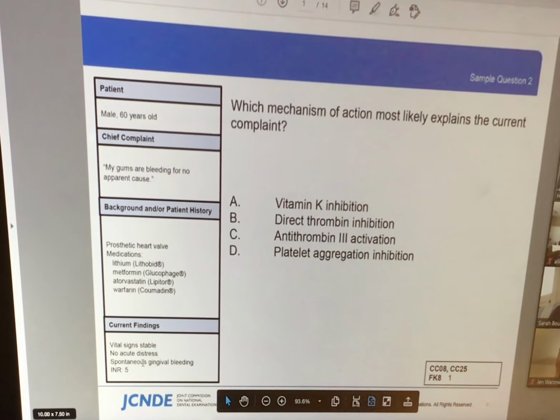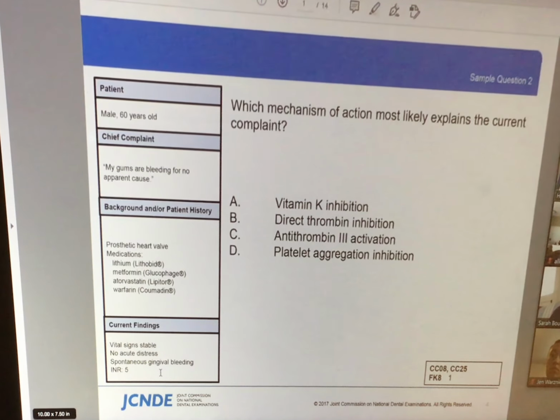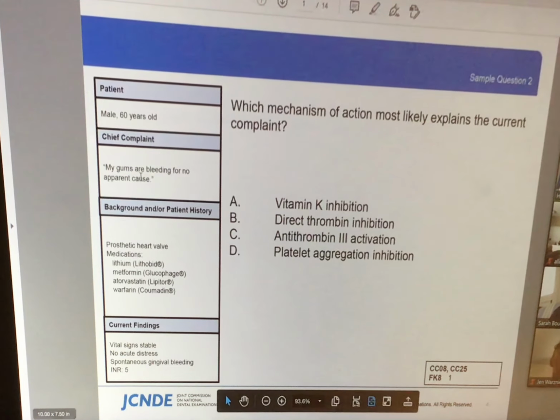So if I see here the current findings, I don't have the blood glucose. Every time the patient comes to the clinic, you have to take the blood glucose. We don't have it. It seems the other vital signs are stable. And we have a spontaneous gingival bleeding and an INR of 5. INR of 5 is very, very high. And maybe that's the reason for the spontaneous bleeding, right? Okay, Carrie, let's go with the question, please.